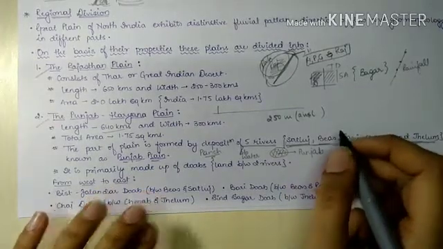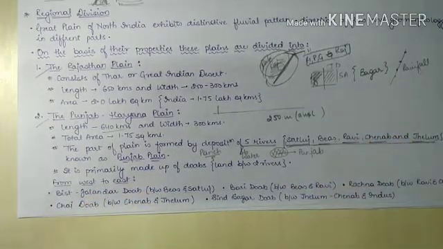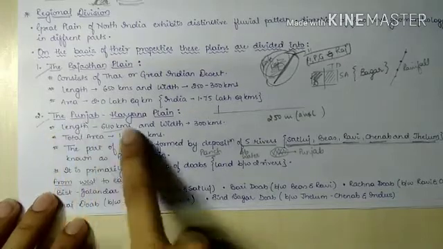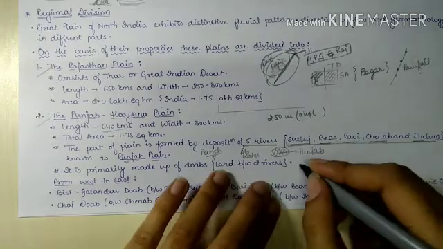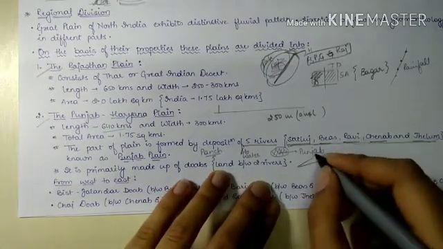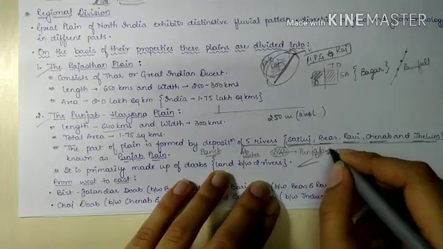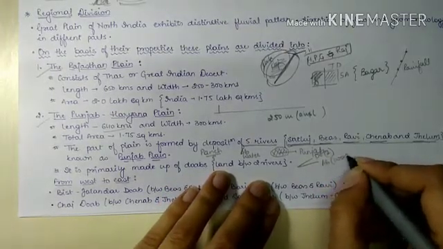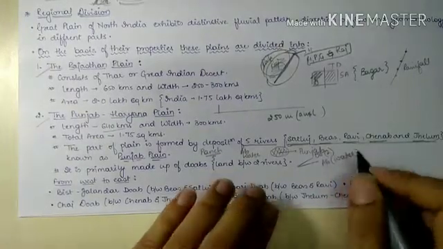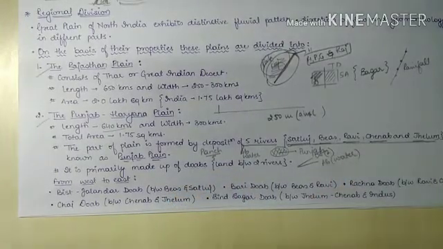Now this Punjab, and the whole Punjab Haryana plain, is primarily made up of doabs. Do means two, and ab means water. So these are the plains that are formed by deposition of two rivers.